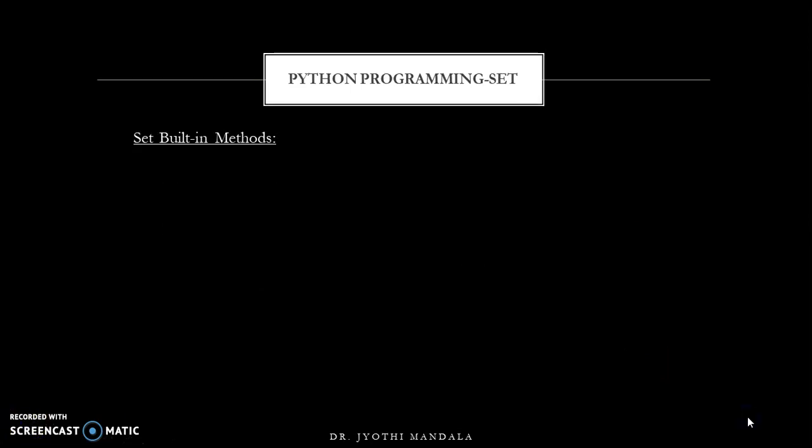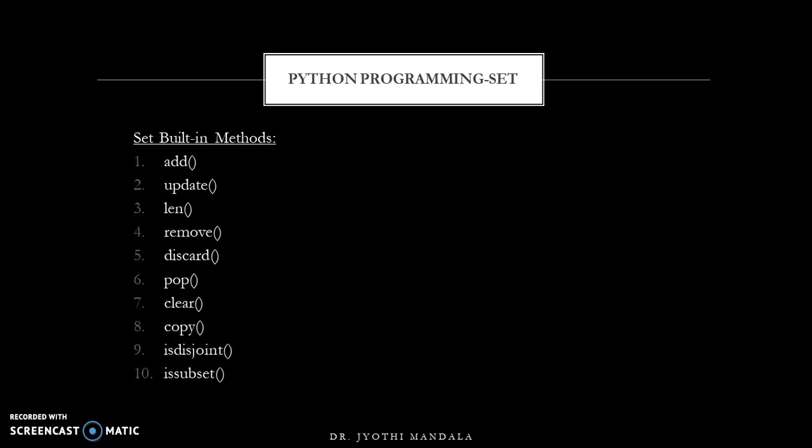Now let us see the different built-in methods available in the set. These are all the methods that are available in the set. Now what is the use of add? Remember, we can't change the values in the set. Once the set values are fixed, we can't change a particular value, but we can add a new element to the set. To understand these methods, let us learn through an example.